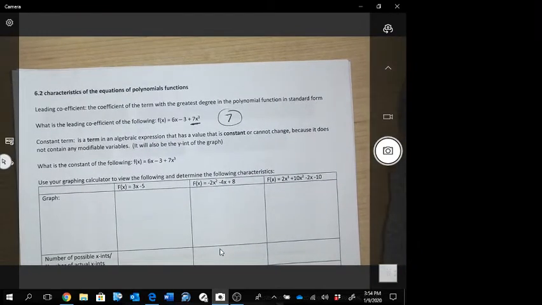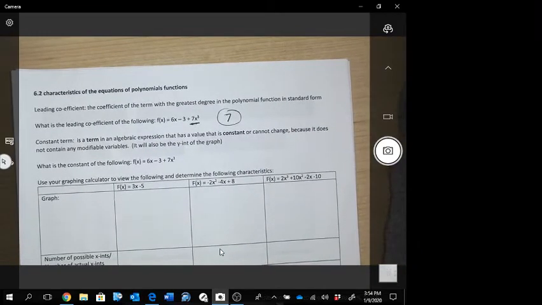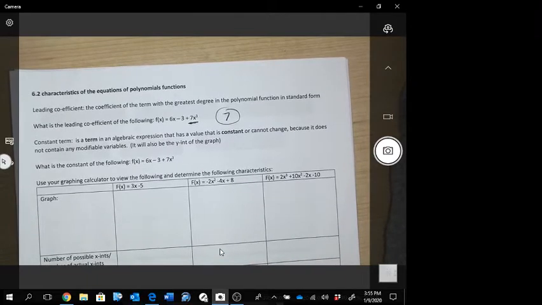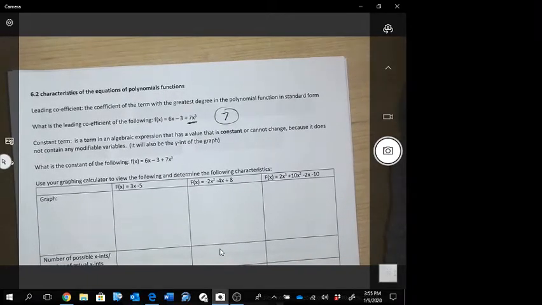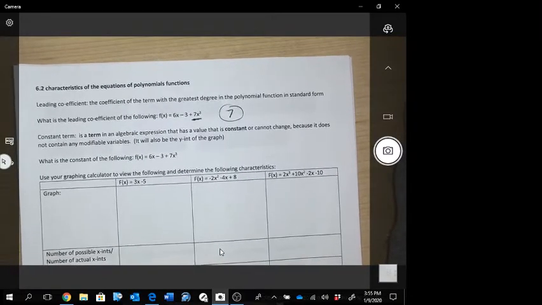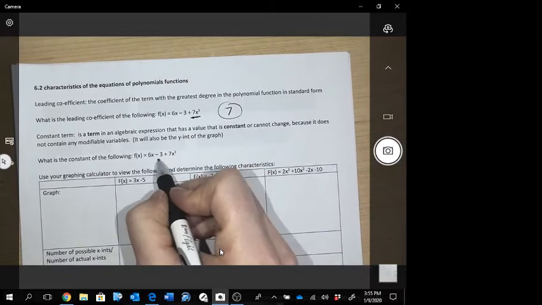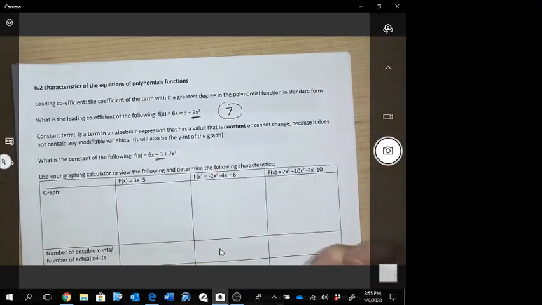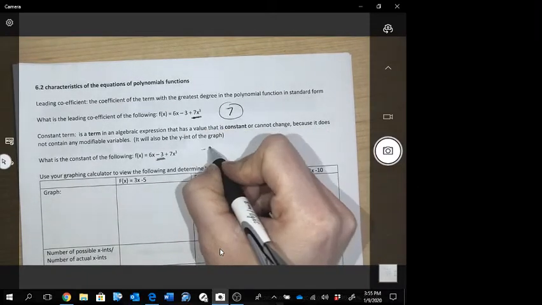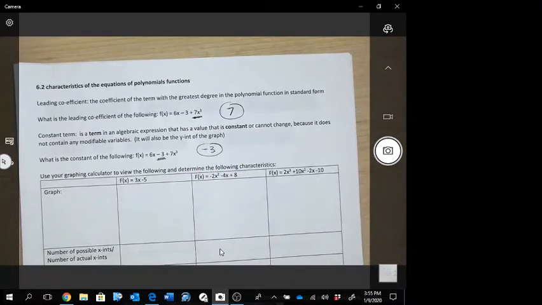The constant term is the term that does not change, therefore it does not have any variables in it. So it is going to make you the y-intercept of the graph. So what is the constant of the following? So that would be this term because it doesn't have any x's in it, so -3 is the constant.